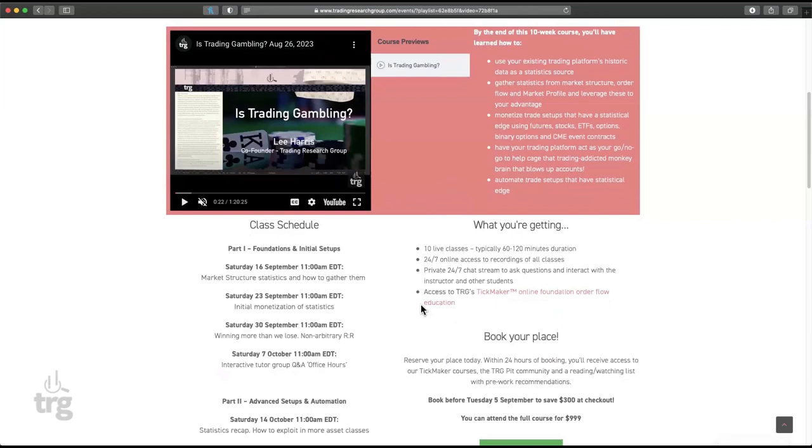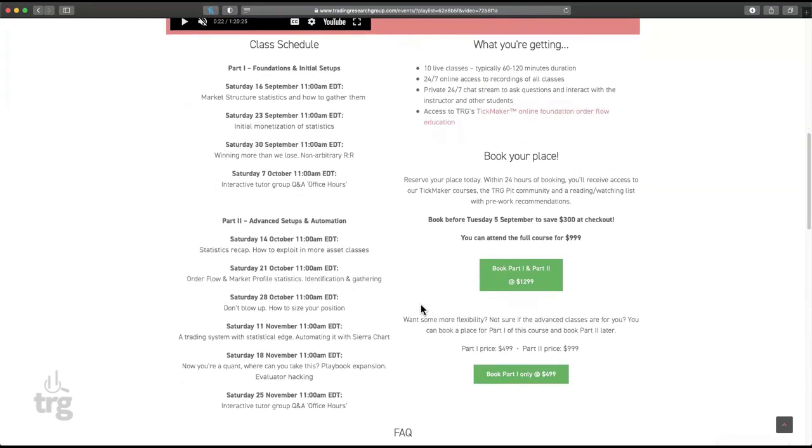And we have the class schedule. So this course will start in a couple of weeks' time on 16th September. It's going to be around this time every week for 1 to 2 hours, most lectures, and we will run over 10 weeks. The course is split into two parts. First part is foundational and initial setups. This is very much based initially on getting the skills on how to gather statistics around market structure and how to monetize them. We'll be looking at ranges.